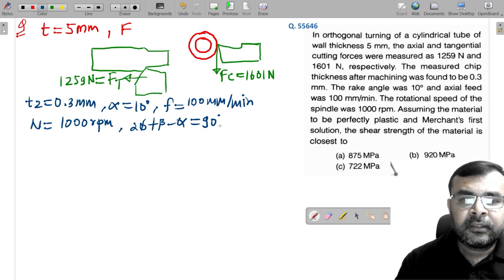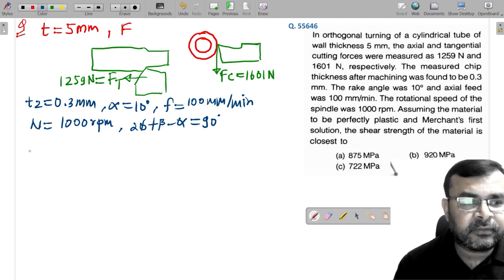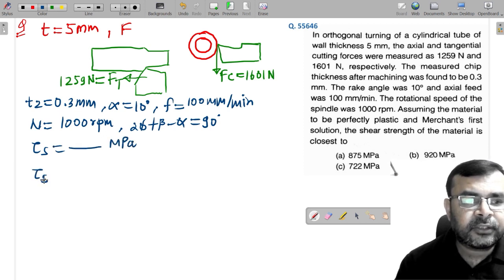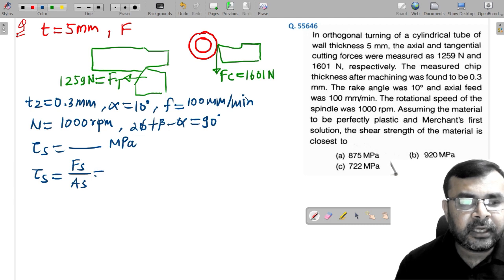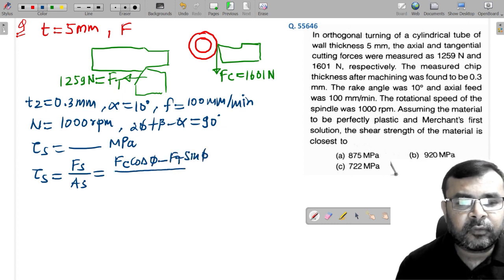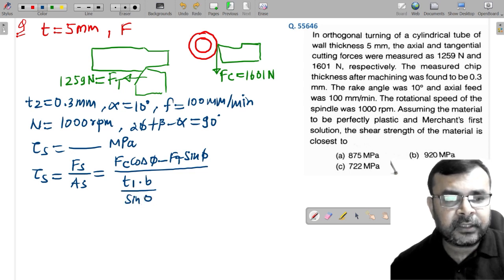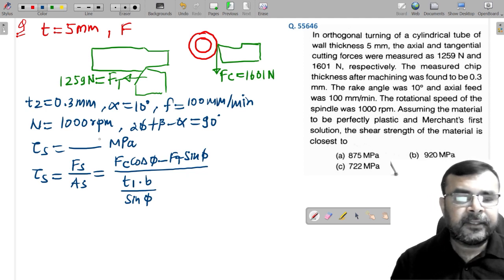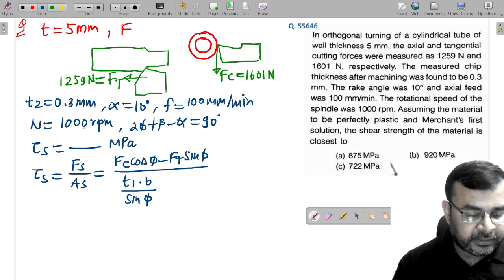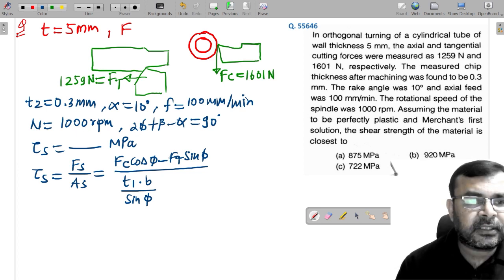ये Merchant solution है. Of the material is the shear strength. We need to find out shear strength tau s in megapascal. So as you know that shear strength is nothing but shear force per unit shear area. And what is shear force? This is Fc cos phi minus Ft sin phi over A, area क्या कहलाएगा, T1 into B over sin phi. So first we need to calculate phi, correct? And for determination of phi we need a T. Is it right? First you can see here.